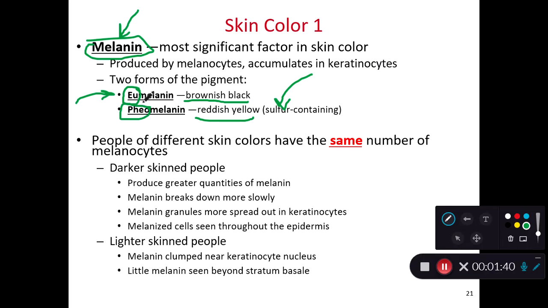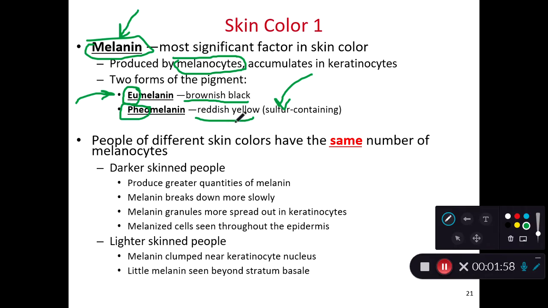Both of these kinds of melanin, though, will be made by a melanocyte. And I know I said this in a previous recording, but I want to emphasize melanocytes make melanin. They do not make melatonin. Melanin is a pigment. Melatonin is a neurotransmitter.